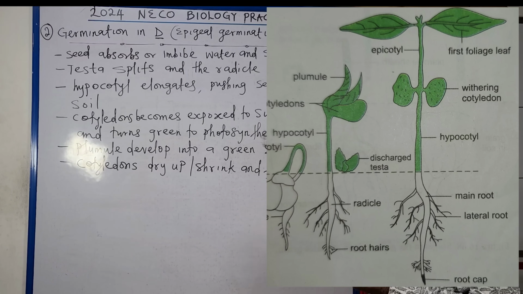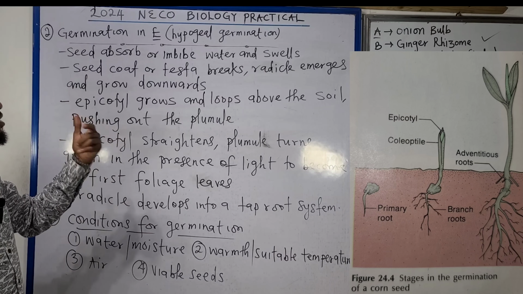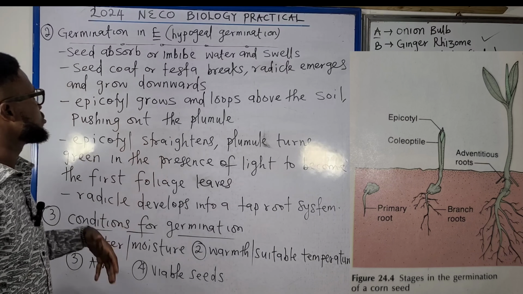You can see that diagram clearly on your screen. So still on question 2, let's quickly look at the germination in specimen E and describe it. So talking about the germination in specimen E, it is actually hypogynous germination.